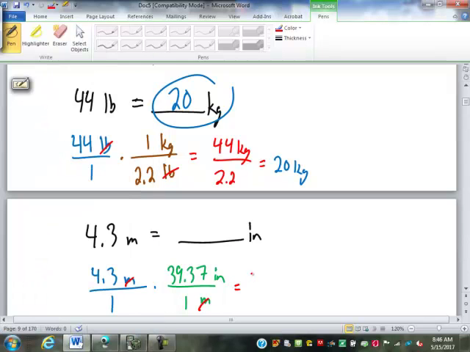169.291 inches. So 169.29 we'll call it. Inches.